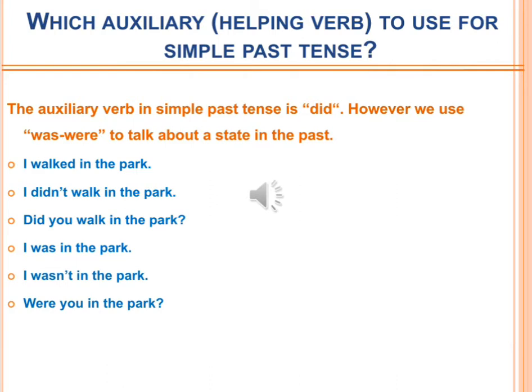Which auxiliary helping verb do we use for simple past tense? The auxiliary verb in simple past tense is did. However, we use was or were to talk about a state in the past. I walked in the park. I didn't walk in the park. Did you walk in the park? I was in the park. I wasn't in the park. Were you in the park?